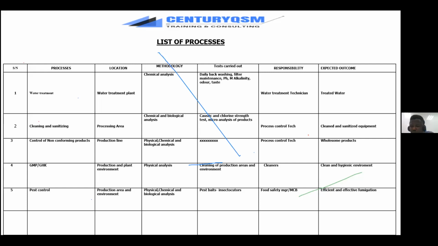Your control of non-conforming products is also a prerequisite program. Even though you have a fantastic HACCP, you may generate a non-conforming product. If you don't manage it well and that product escapes to the trade, then it becomes an issue, and you say your HACCP has failed. That is why your PROP is the foundation.